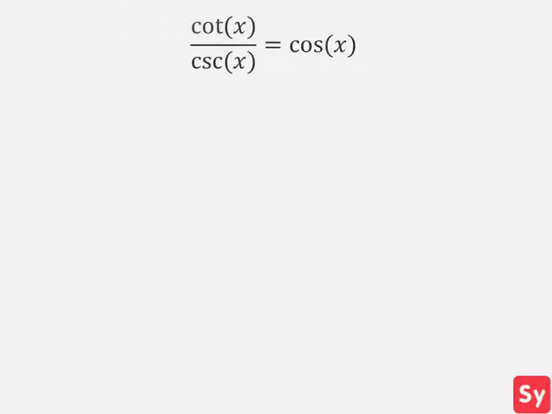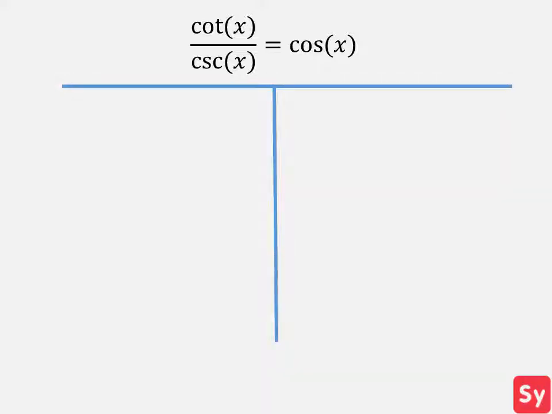First example, we have cotangent of x over cosecant of x equals cosine of x. In order to prove this identity, I find it easiest to make a t-chart to help organize things and see which side of the equation you are working on. We want to work on the side that looks more complicated. In this case, it is cotangent of x over cosecant of x.